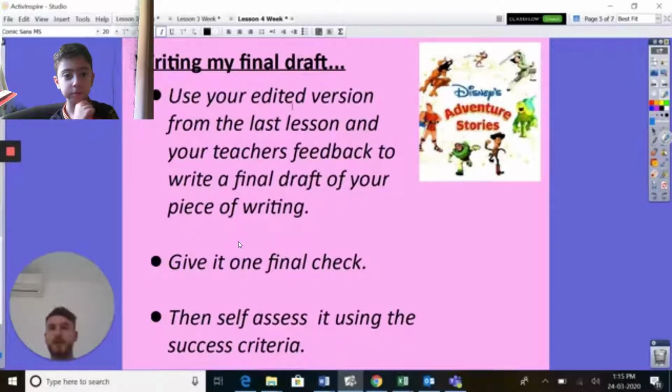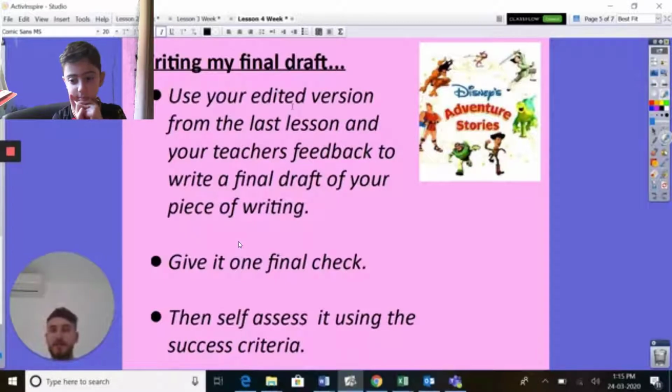So, use your edited version from your last lesson and your teacher's feedback to write a final draft of your piece of writing. So please take the time to read over your teacher's feedback. This is going to guide you with your last draft of this piece of work, and refer back to the draft that you've done before, okay?